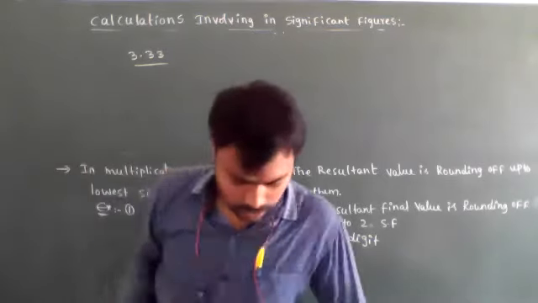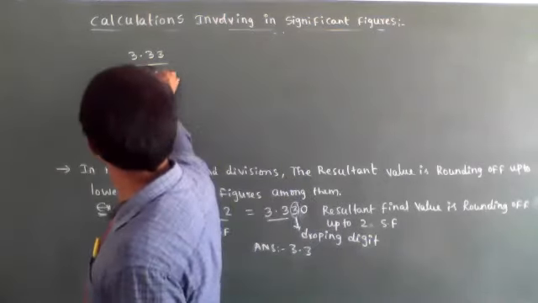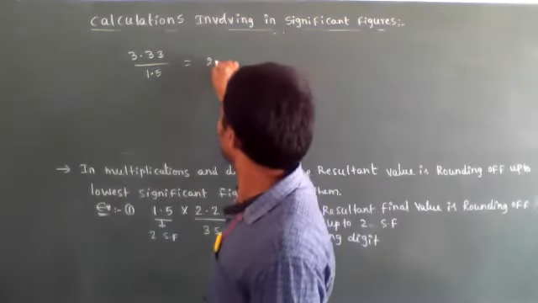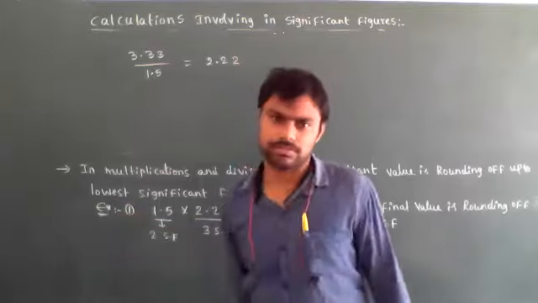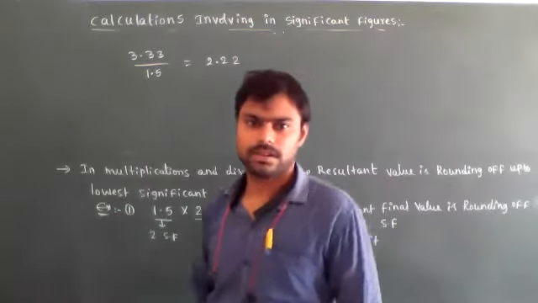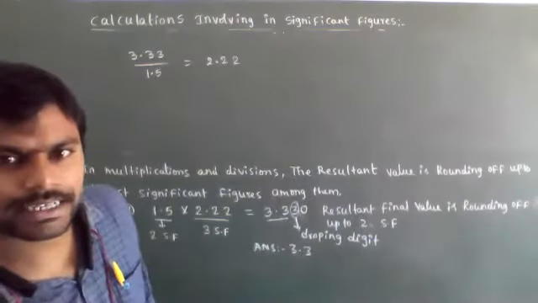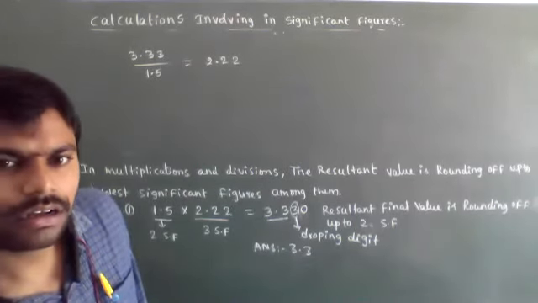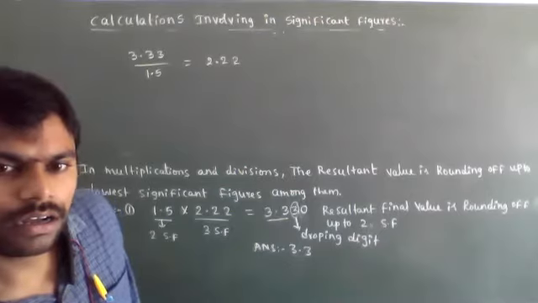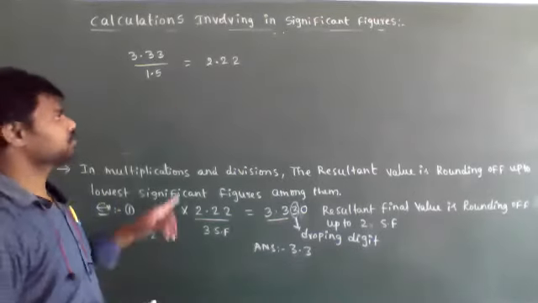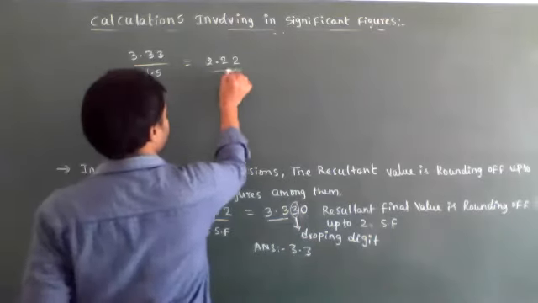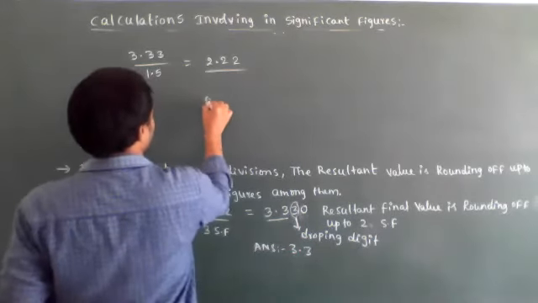3.33 by 1.5. The answer is 2.22. Okay. In that case, what is the resultant final value? What is the resultant final value? Yes, 2.2. Very good.